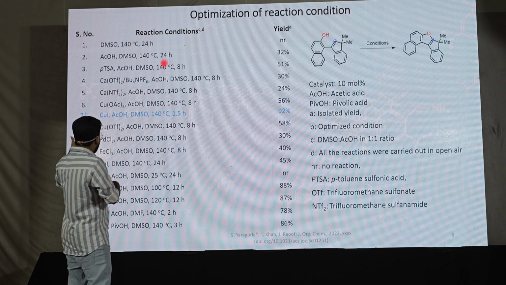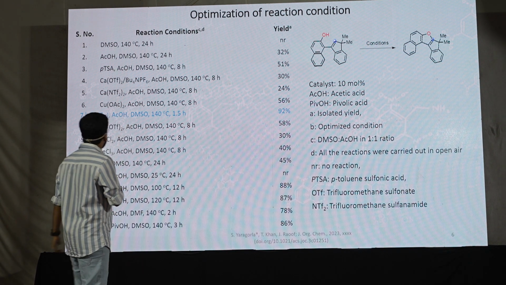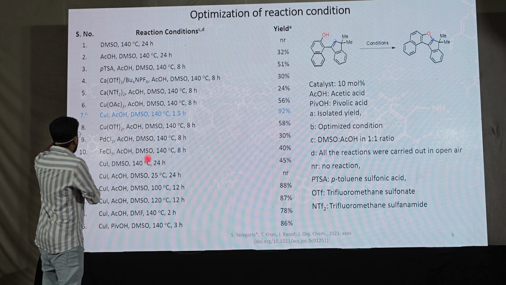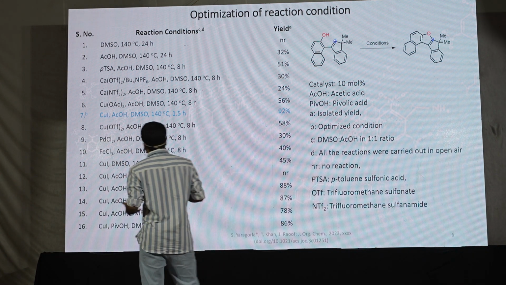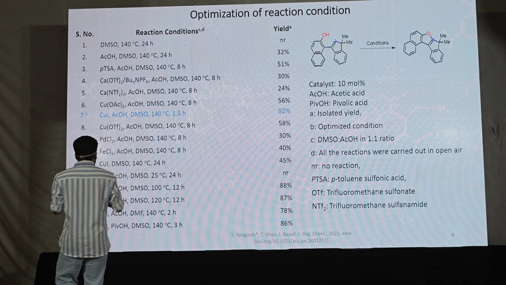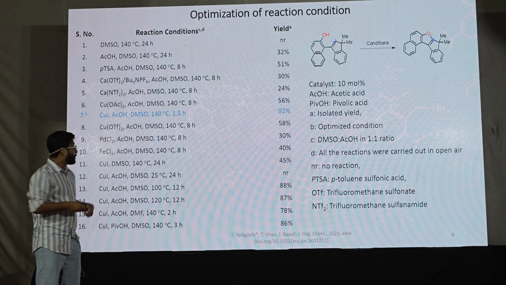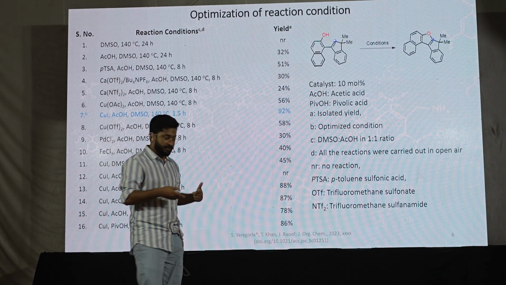After that, from entry 3 all the way to entry 10, we experimented with different catalysts, starting with an acidic catalyst, then metallic catalysts, then transition metals. We observed that copper iodide gave us the best yield. With the catalyst test, we tried the same reaction condition in the absence of an acid, but the yield dropped, which highlighted the importance of acid in the reaction.